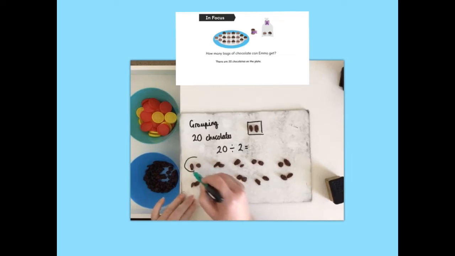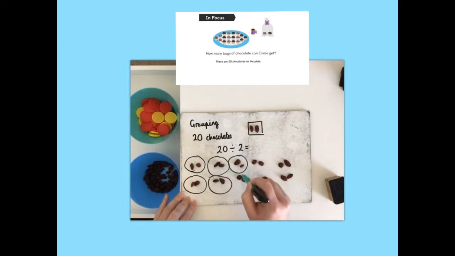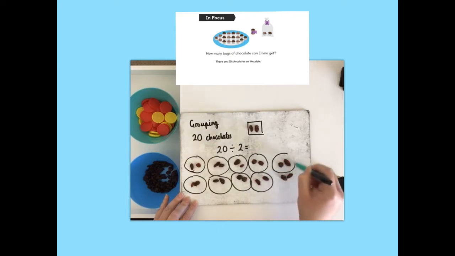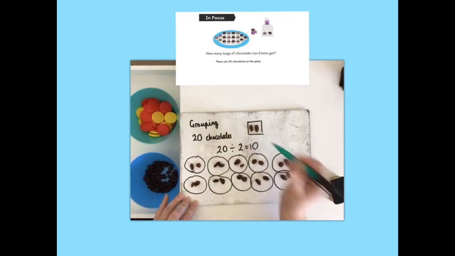So I have 1, 2, 3, 4, 5, 6, 7, 8, 9, 10. I've got 10 groups, so 20 divided by 2 makes 10.